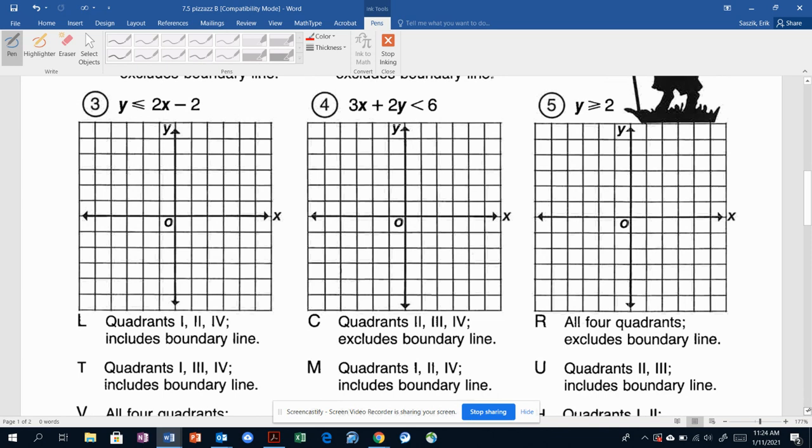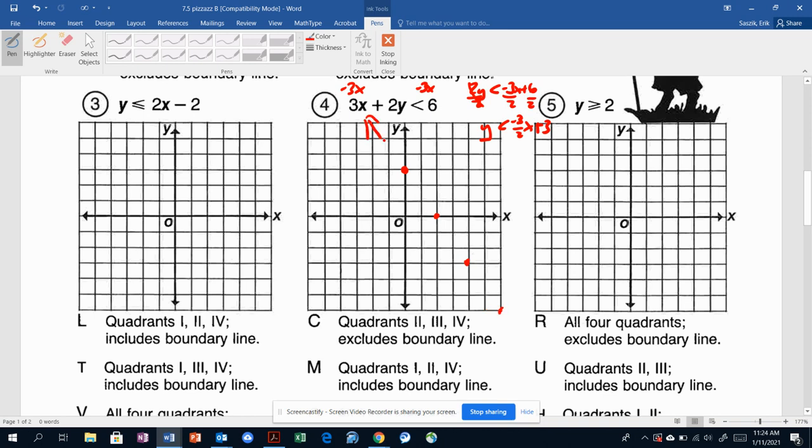Number 4 is a little bit more involved, right? So I'll go ahead and do that one. You would have to subtract 3x from both sides. So you would get 2y is less than negative 3x plus 6. Divide by 2. Y is less than negative 3 halves x plus 3. So there's the plus 3. Remember, our slope is down 3 over 2, down 3 over 2, down 3 over 2.